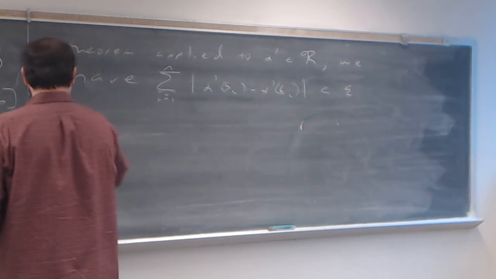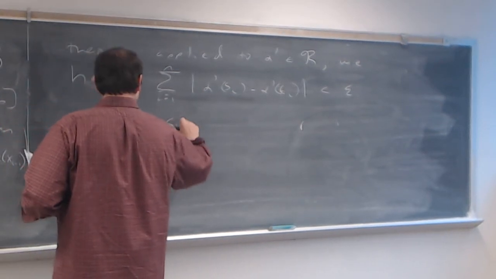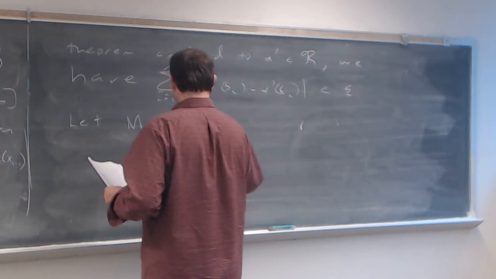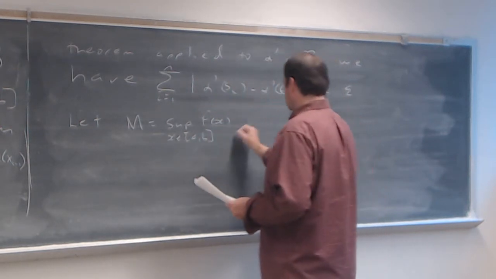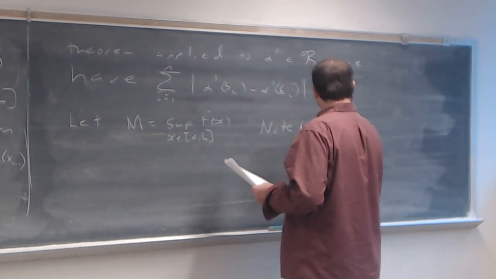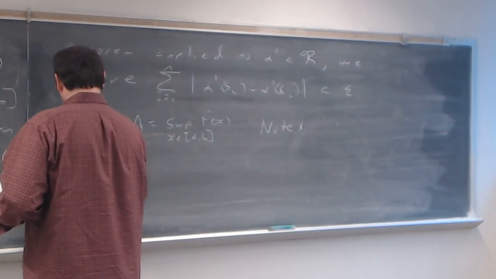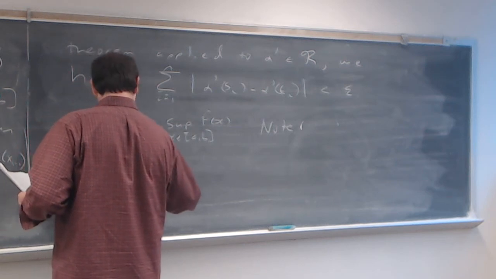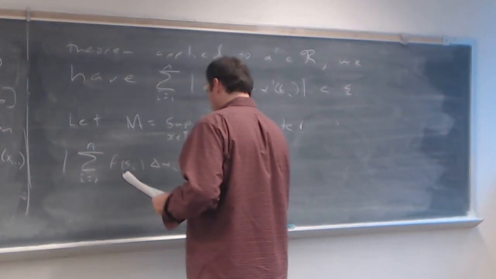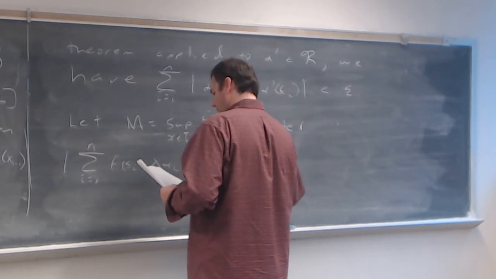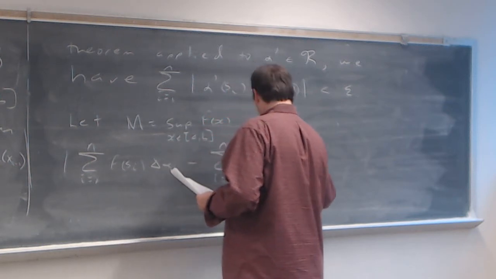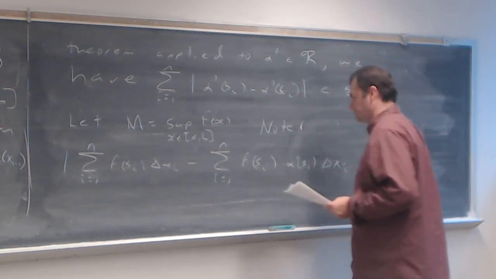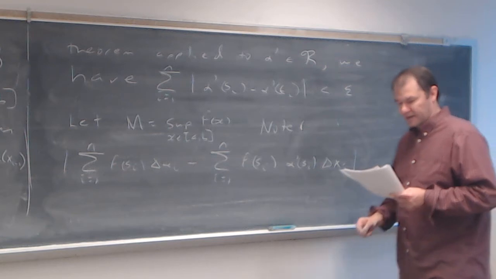Now, again, we're going to let m equal the supremum of all the f of x's, x an element from A to B. Okay. Then we observe the absolute value of the sum as i runs from 1 to n of f of S sub i times delta alpha sub i, minus the sum as i runs from 1 to n of f of S sub i times alpha prime of S sub i times delta x sub i, these quantities inside absolute values.